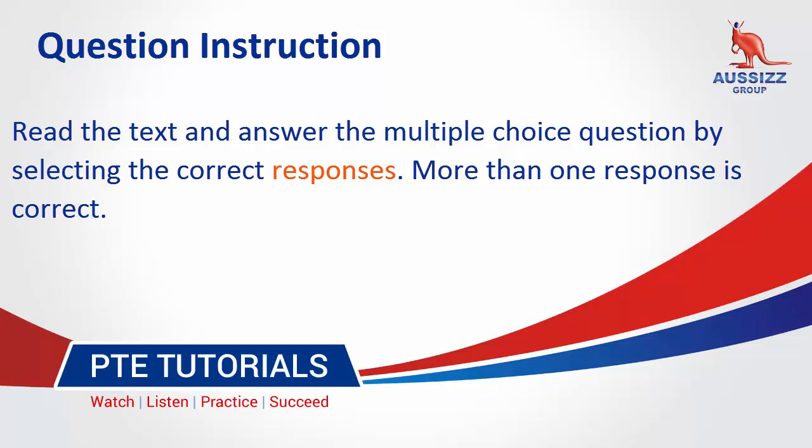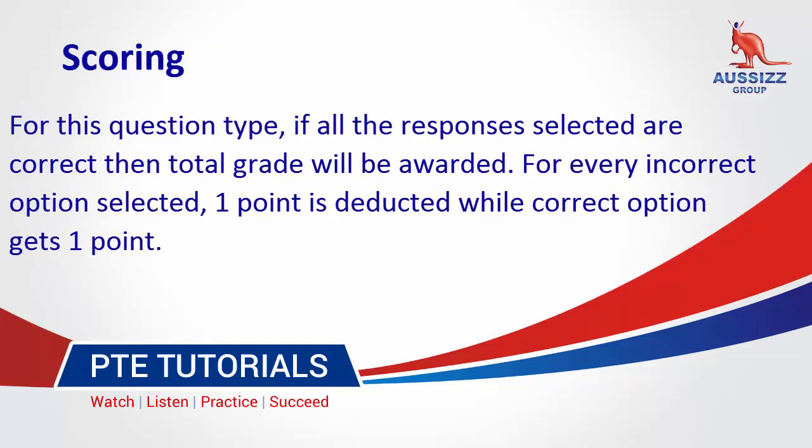Now the actual instructions that you will get for these multiple choice, multiple answer questions will be: read the text and answer the multiple choice question by selecting the correct responses. More than one response is correct. Our scoring will be based on how many of the correct answers you have highlighted or checked. As it says here, for this question type, if all the responses selected are correct, then the total grade will be awarded. For every incorrect option, 1 point is deducted, while a correct option gets you 1 point.